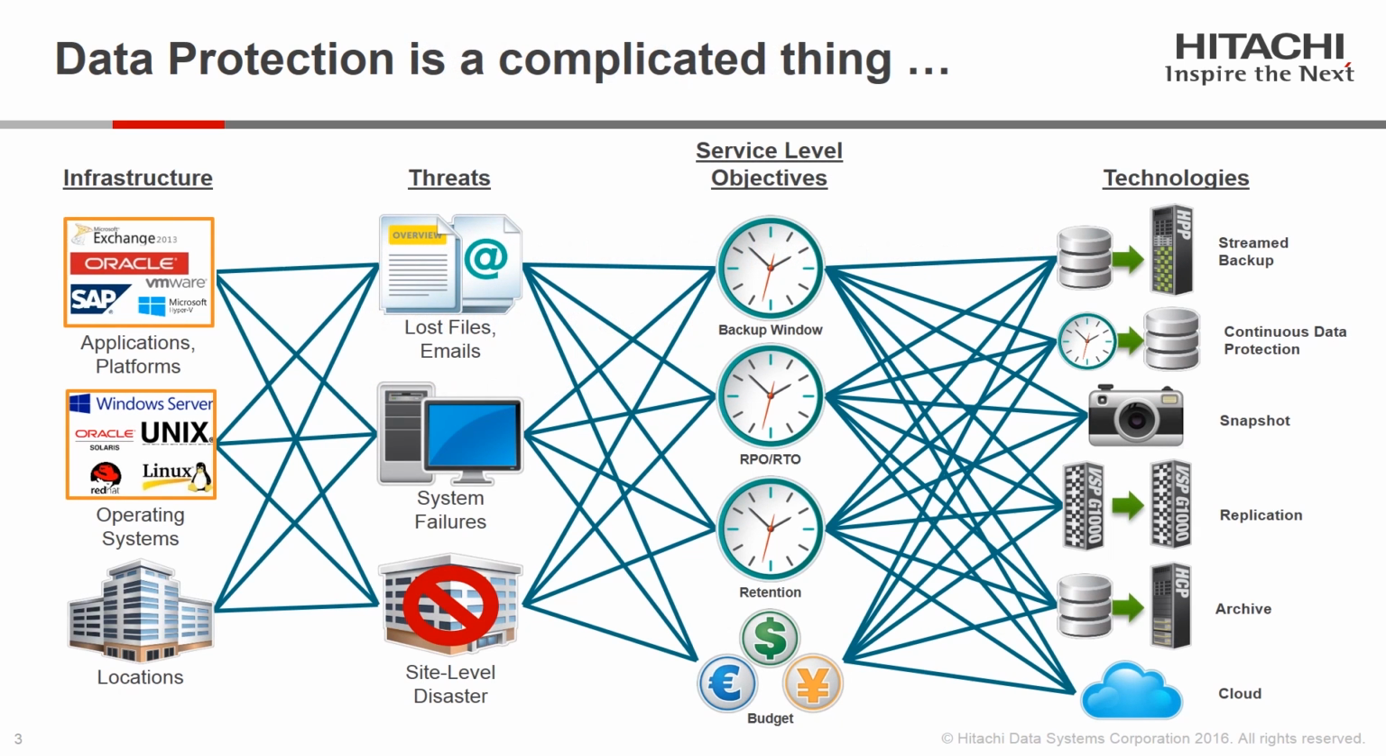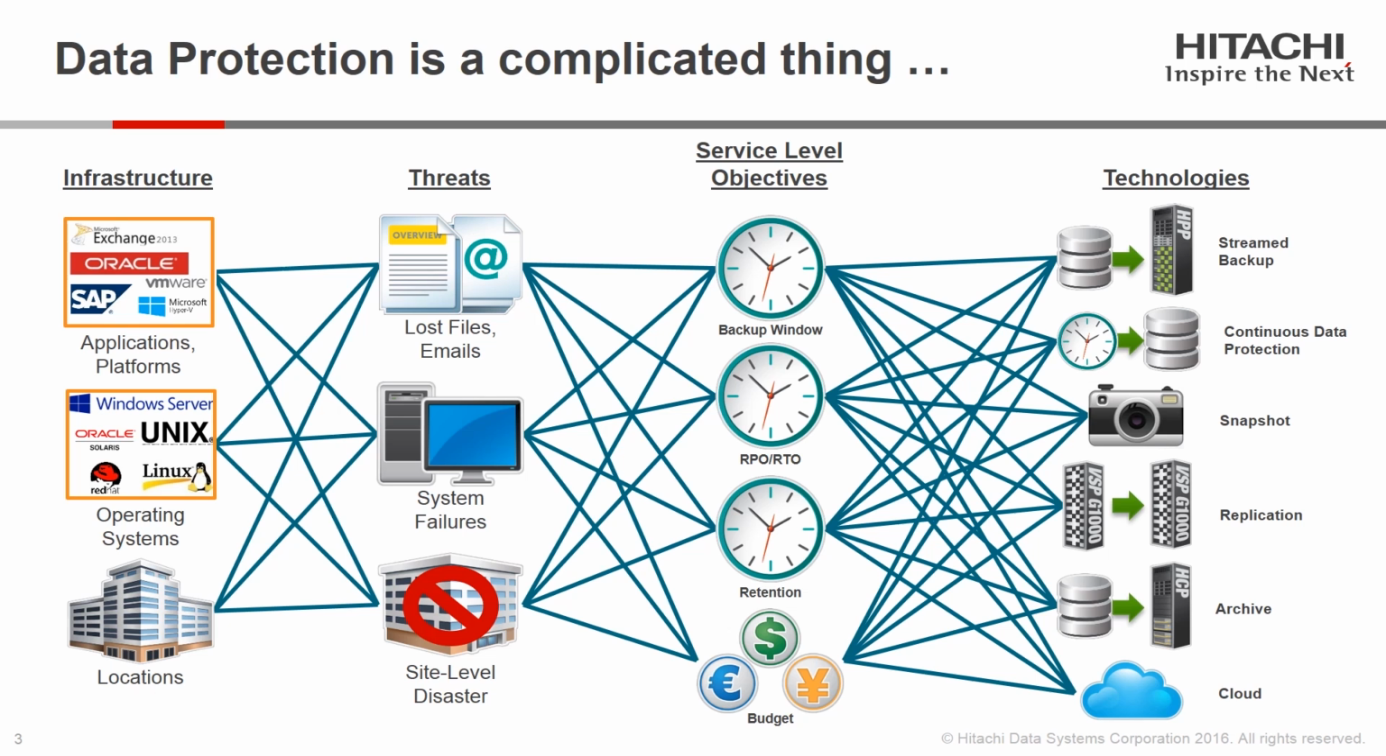Data protection is complicated. First, there are many applications, platforms, and data types, and each requires its own specific method and process to protect data correctly, often requiring scripts or API interfaces. Then there are the different types of threats, and each of these requires a different approach to protection and recovery. For example, you wouldn't want to restore an entire system just to recover a single file or email.